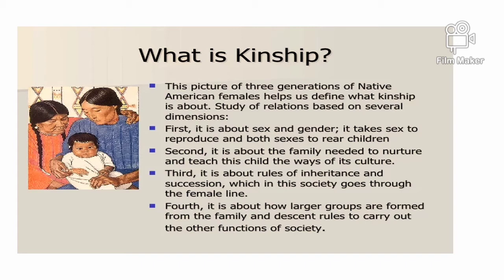Second, it is about the family needed to nurture and teach this child the ways of its culture. Third, it is about rules of inheritance and succession, which in this society goes through the female line. Fourth, it is about how larger groups are formed from the family and descent rules to carry out the other functions of society.